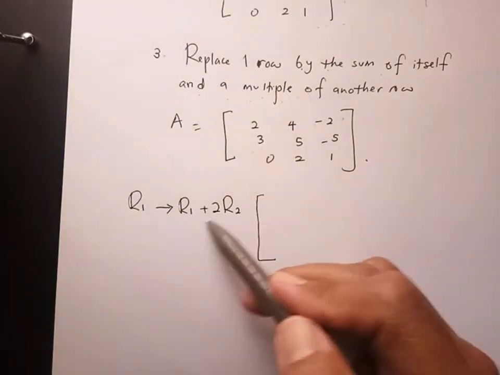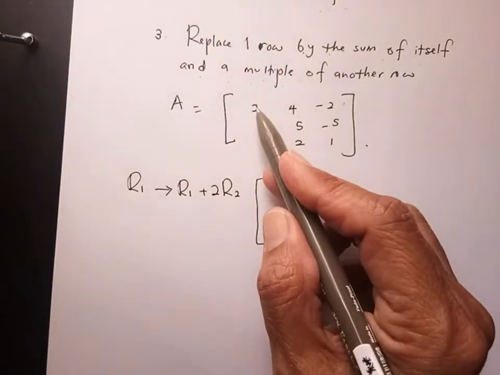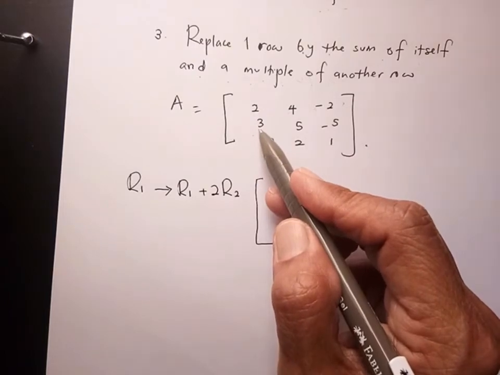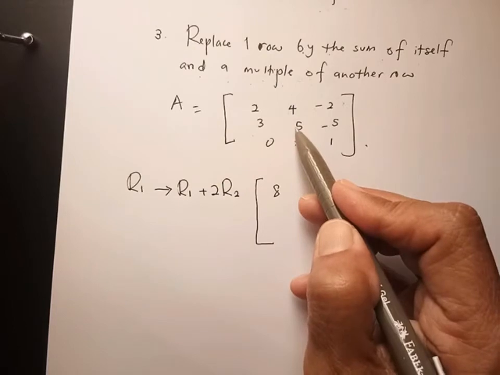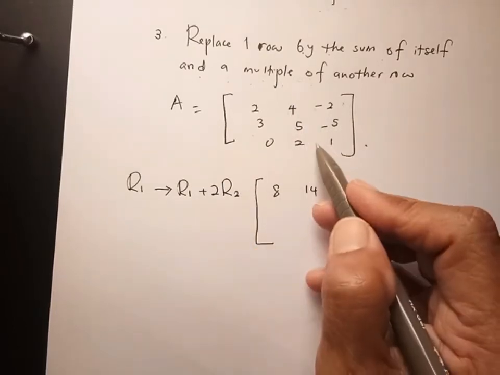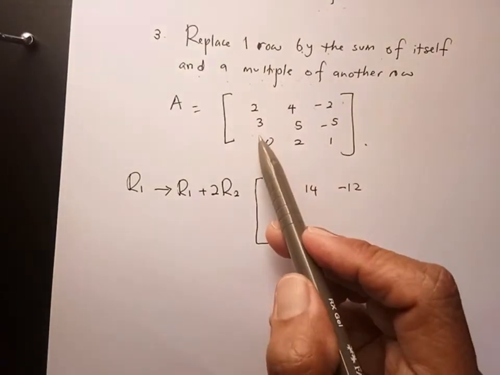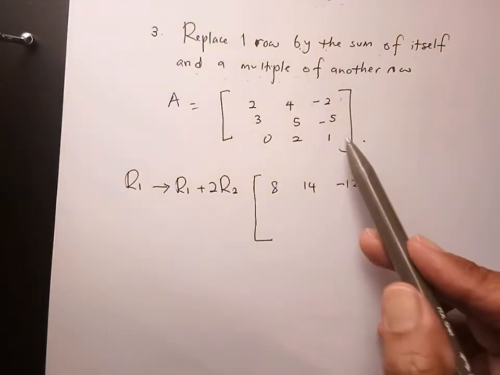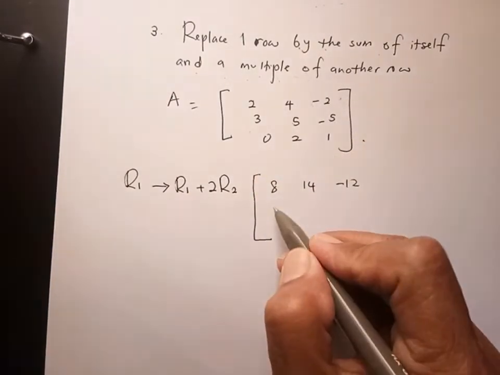So it becomes 2 plus 2 times row 2, which means 2 plus 6 is 8. Here 5 times 2 is 10, 10 plus 4 is 14. Here minus 10 plus minus 2 is minus 12. Okay, and the rest remain the same.